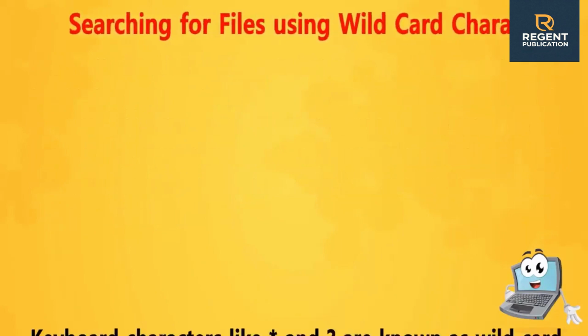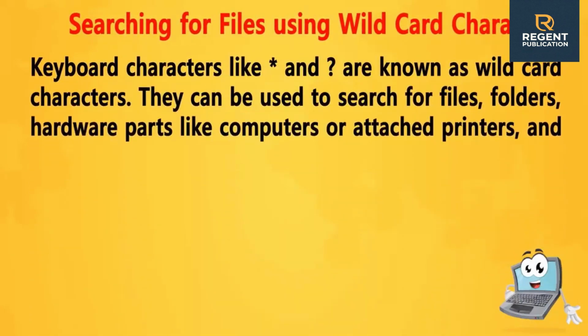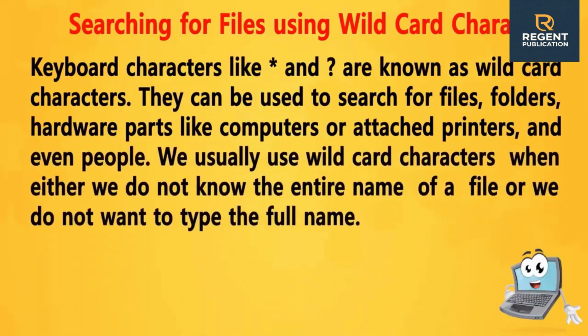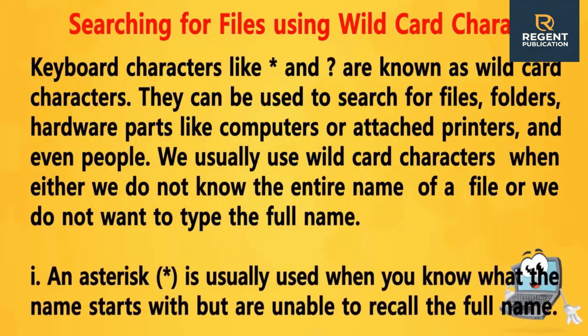Searching for files using wildcard characters. Keyboard characters like star and question mark are known as wildcard characters. They can be used to search for files, folders, hardware parts like computers or attached printers, and even people. We usually use wildcard characters when either we do not know the entire name of a file or we do not want to type the full name. An asterisk is usually used when you know what the name starts with but are unable to recall the full name.